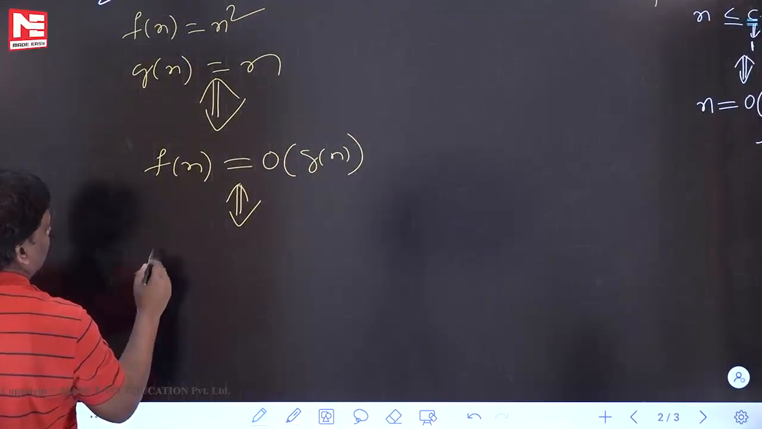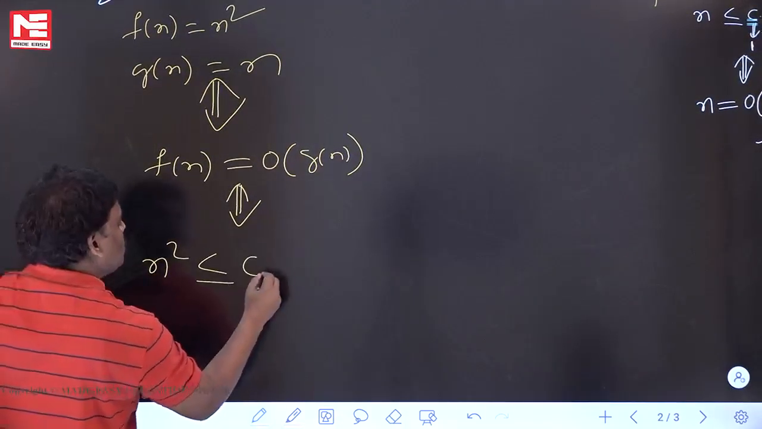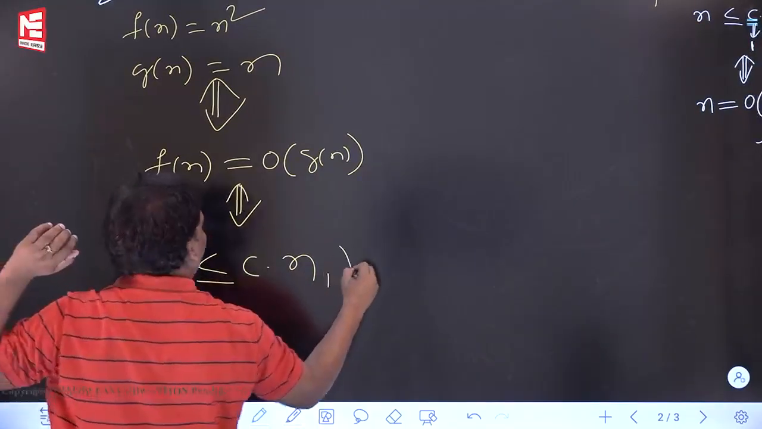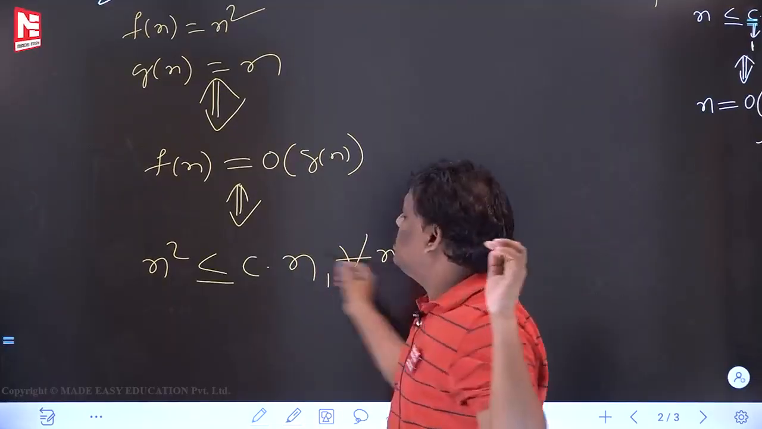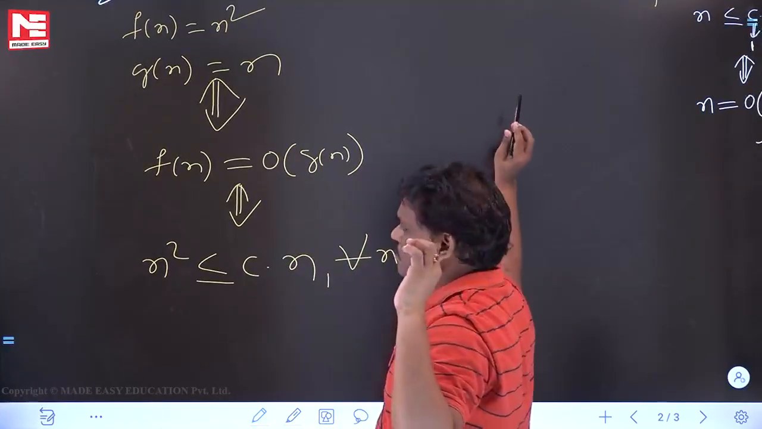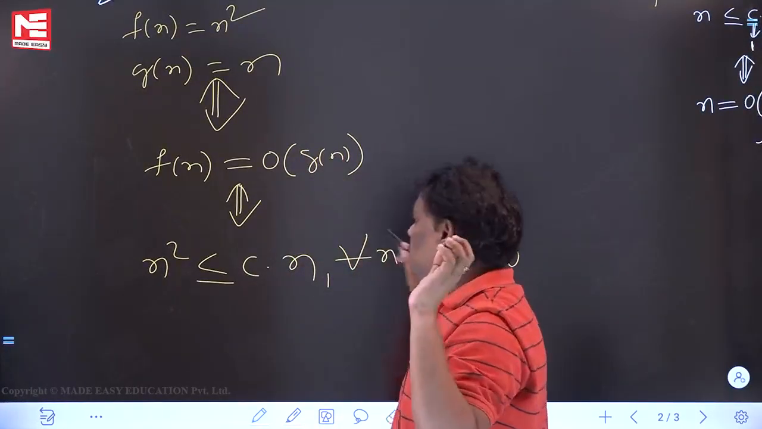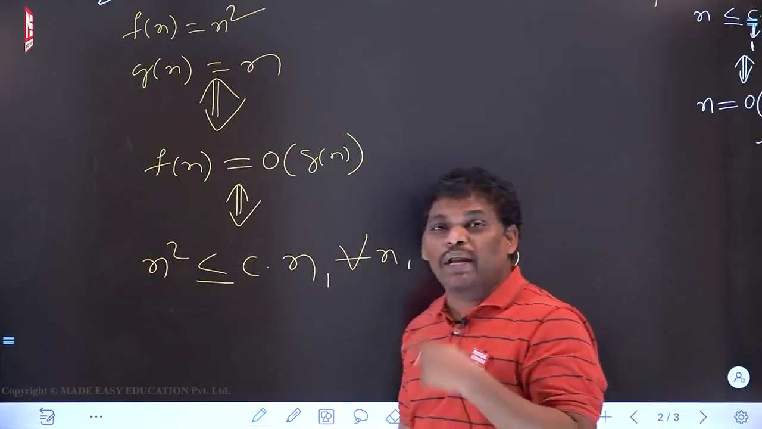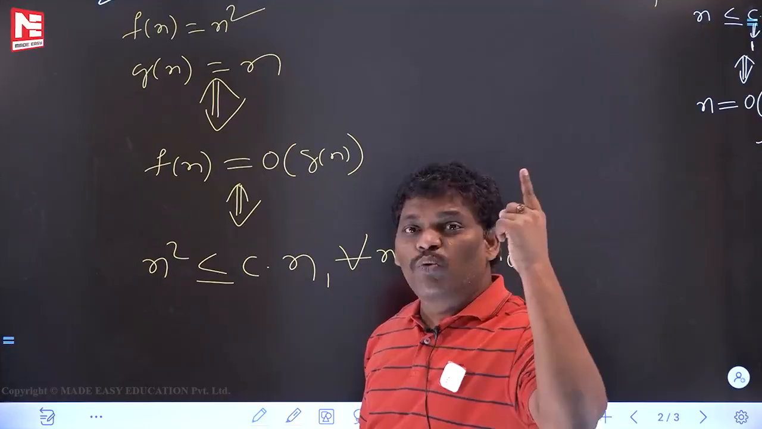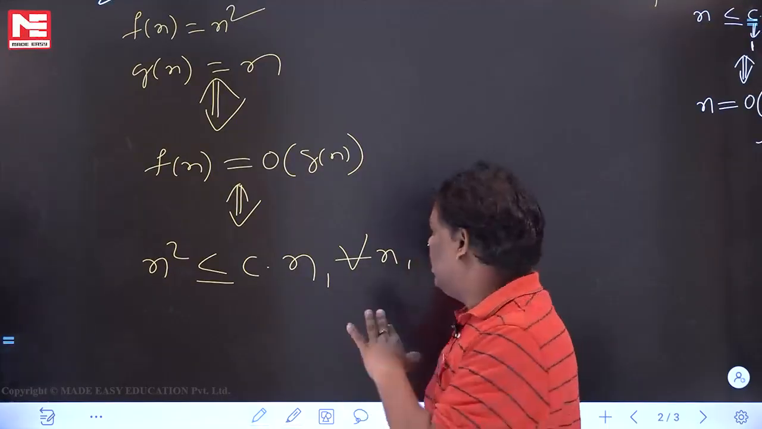What is the f of n? N square, less than or equal to some c into g of n, which is n, for all n greater than or equal to n0. If you can satisfy this condition, this is right. Can you say what is the meaning of big O? Big O means prove right greater after taking C help.